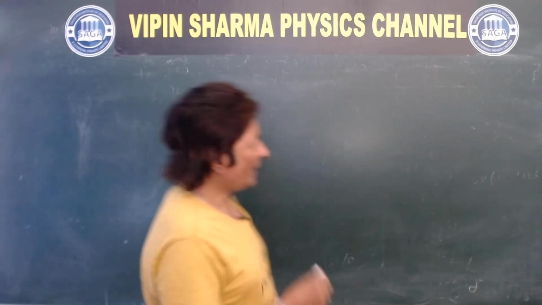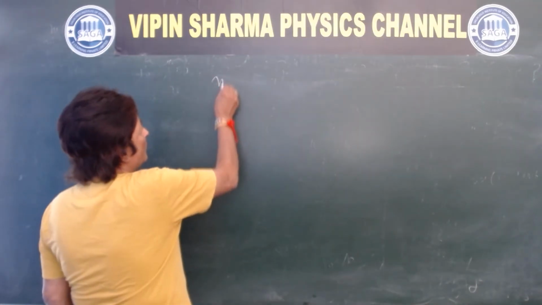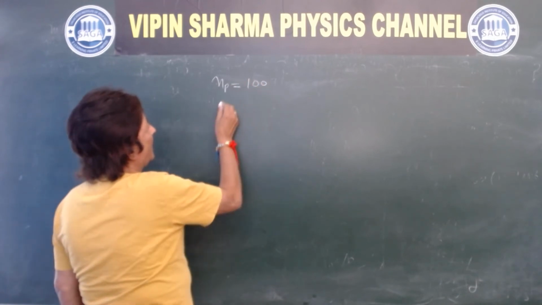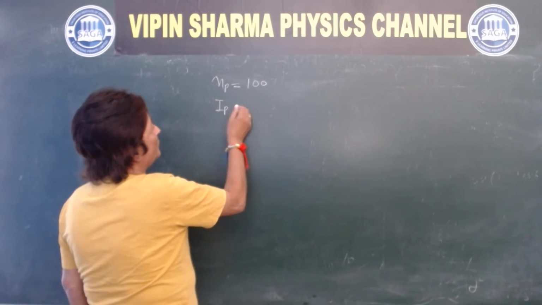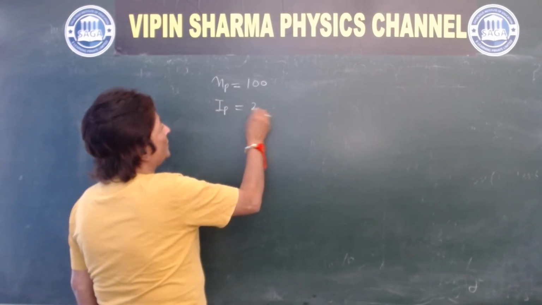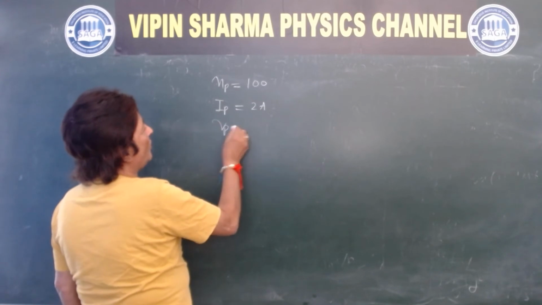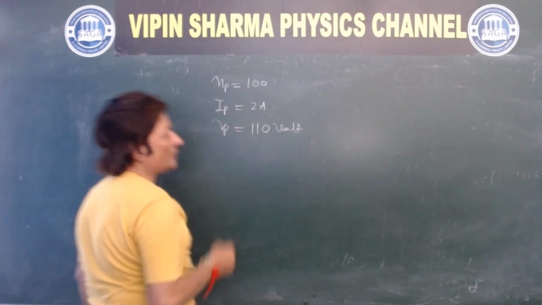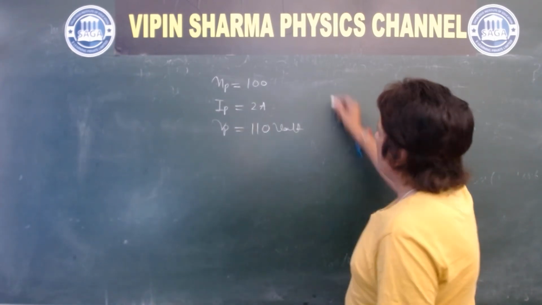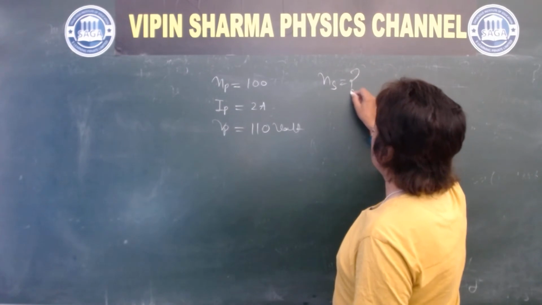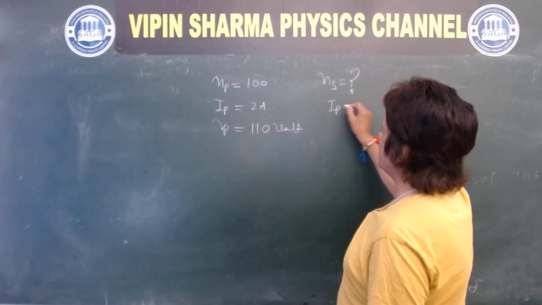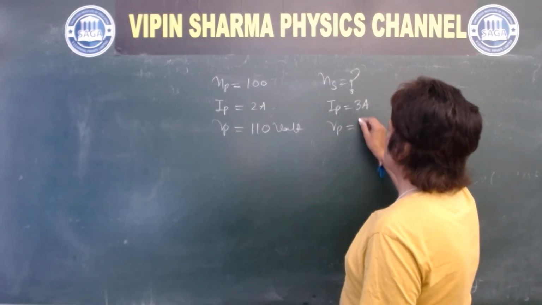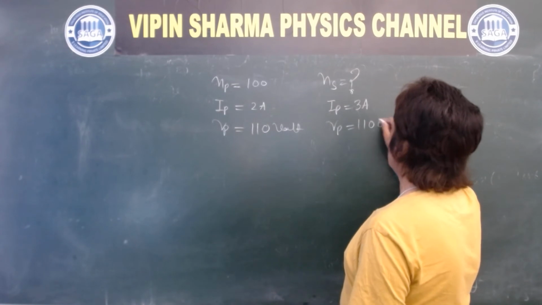It's a question. There is a transformer whose primary number of coils are 100, and the current given to the primary is say 2 ampere and the voltage given is 110 volt, right? Input volt. Now, the question is, what are the number of secondary turns? And the current is say 3 ampere and the output voltage is 110 volt.